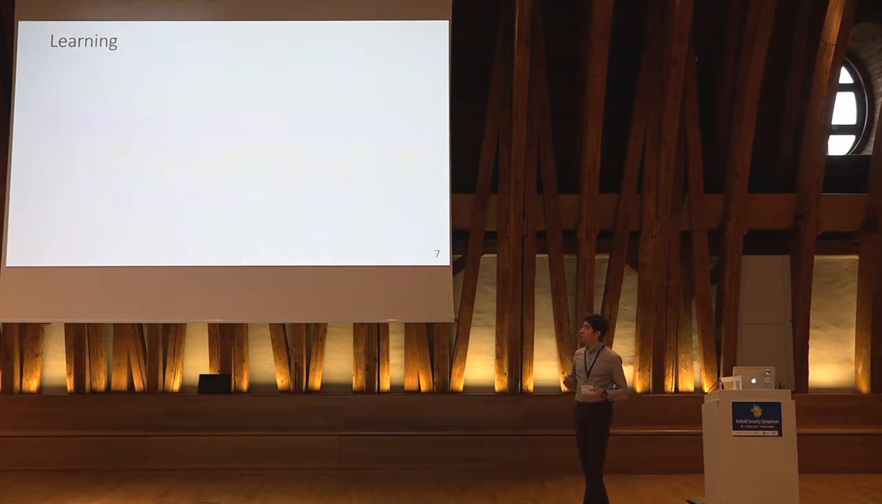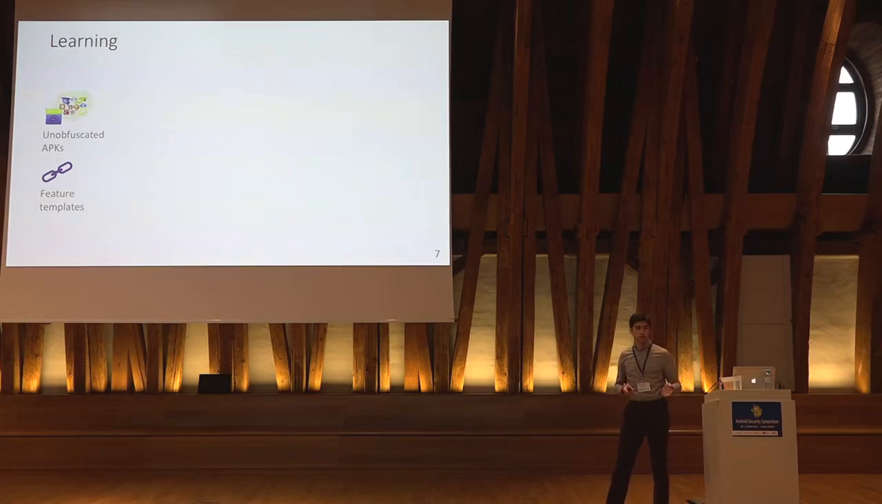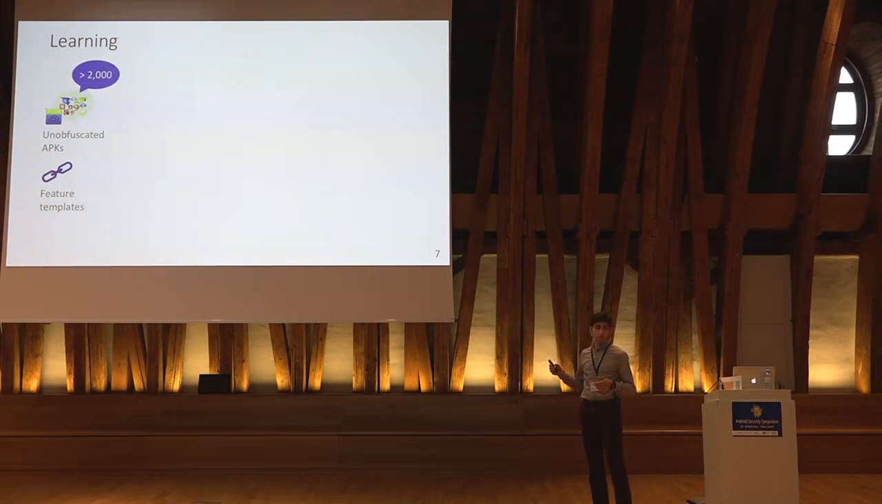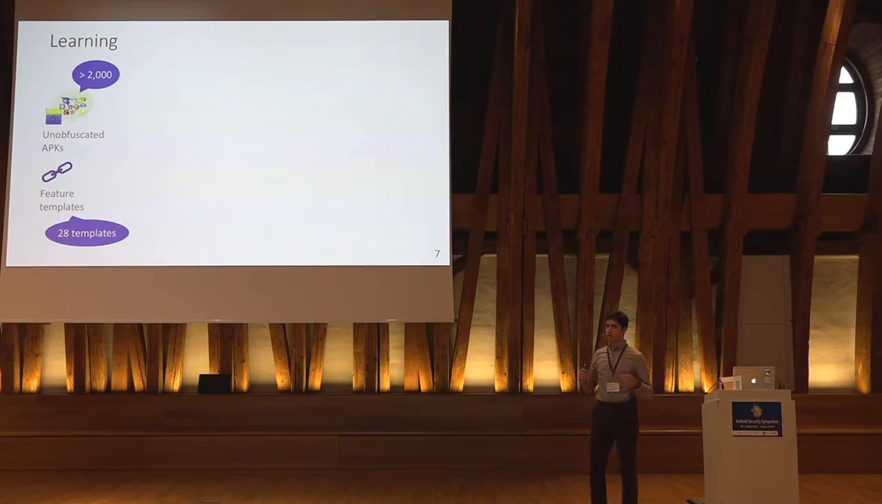Learning. So in the learning phase, we start with, as I mentioned, a large number of unobfuscated Android applications. And in this phase, we also have these feature templates that define the structure of the feature functions that we're going to instantiate from the data. To give you some idea of the scale, we start with several thousand unobfuscated applications. The feature templates are manually defined, and we have 28 of those in DGuard.